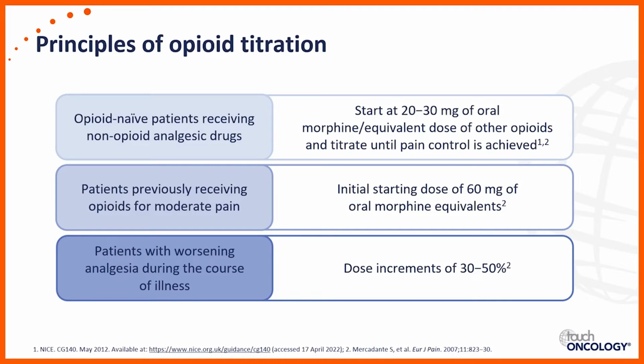Another group is represented by patients who are receiving chronic opioid therapy but, for different reasons, for example the development of tolerance or the progression of disease, have to increase their opioid doses. In these cases, it is suggested to increase the dose by 30-50% to achieve analgesia again. But it's relevant to reassess the patient, because there can be many causes of increasing pain. So we have to reassess the patient for the causes of pain and for the response to the opioid that was started first.